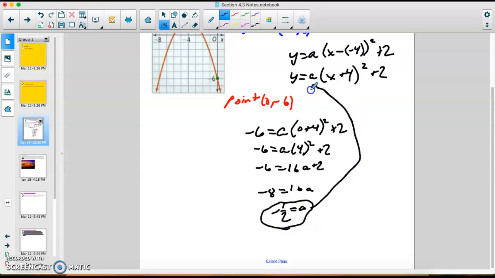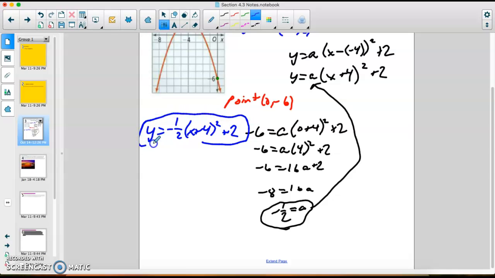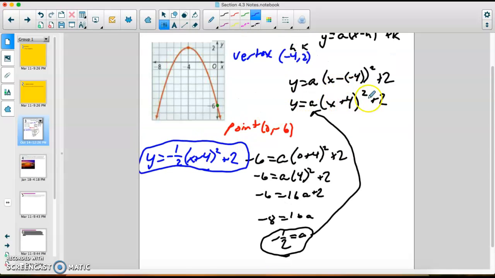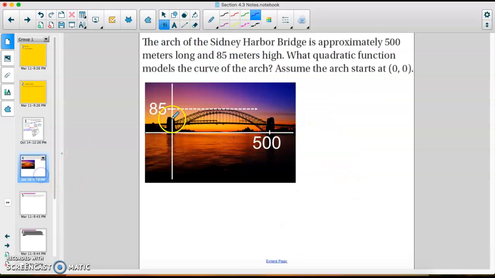So we did all that work to get our a, which is -1/2. And our last step is to just plug it back up into that equation. And so our final answer here is going to be y equals -1/2 times (x plus 4) squared plus 2. So we find our vertex point, plug it in, and then to find a, we find another easy point on our graph, plug that in for x and y, and we solve for a and then plug a back in, and we're done. All right, now today we're going to be working with a little bit more real-world problems here.